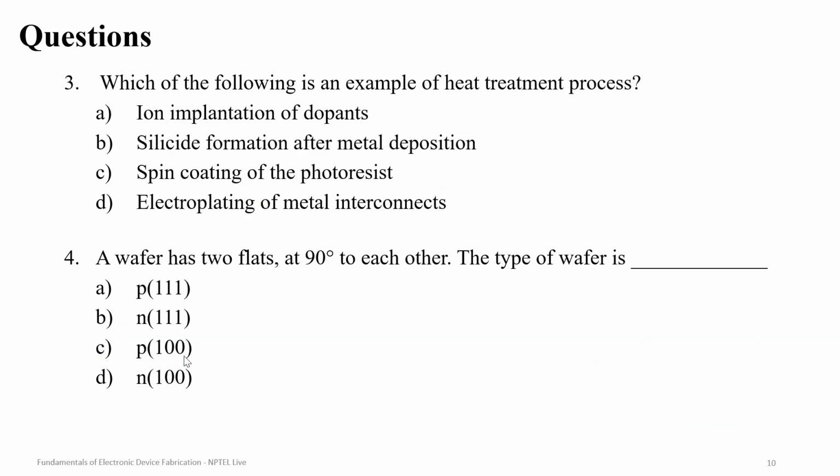So, next question is, which of the following is an example of a heat treatment process? Ion implantation of dopants, silicide formation after metal deposition, spin coating of the photoresist, and electroplating of the metal interconnects. Which of the following is a process which involves heat? So, if anybody can unmute and speak.